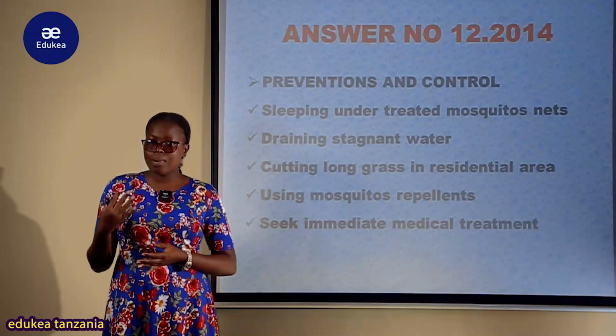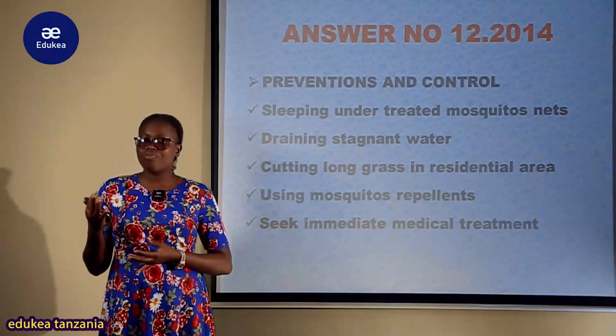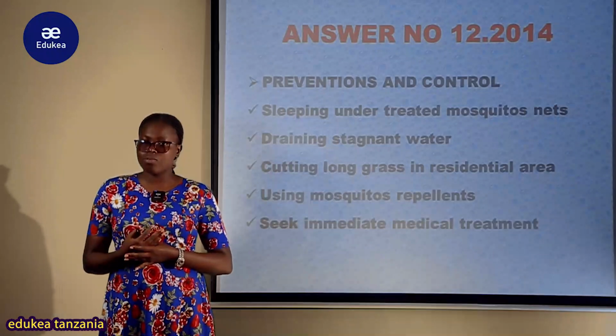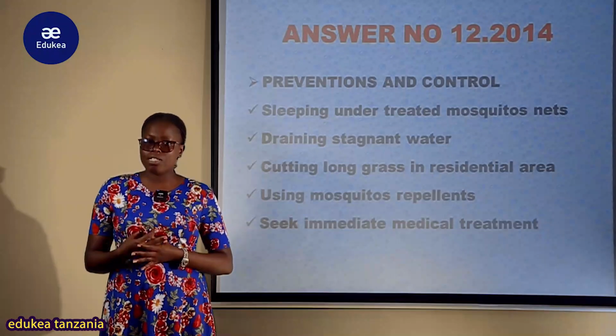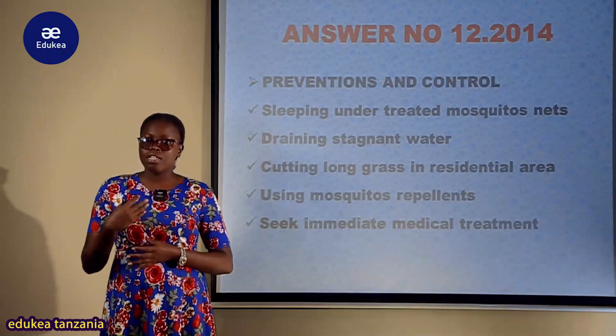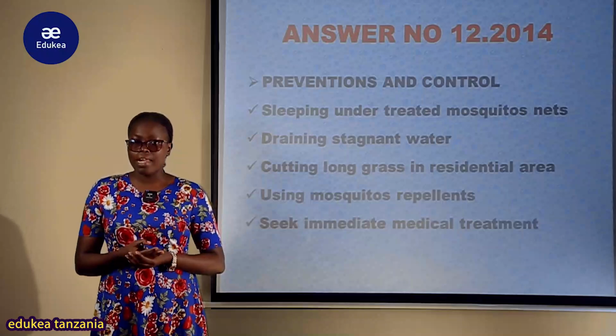So once a person sleeps under this treated mosquito net, it tends to prevent direct contact with this mosquito, especially the female Anopheles mosquito. Once they bite a person to take a blood meal is where they tend to inject this Plasmodium species which tends to cause the disease, particularly malaria.